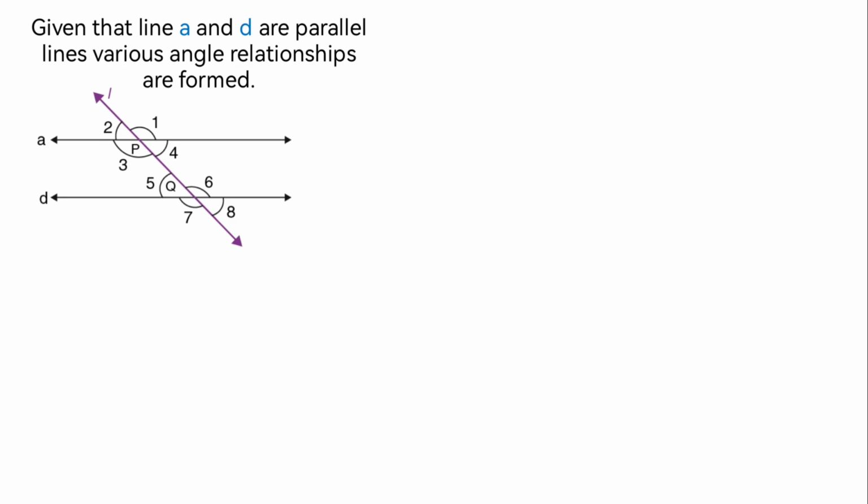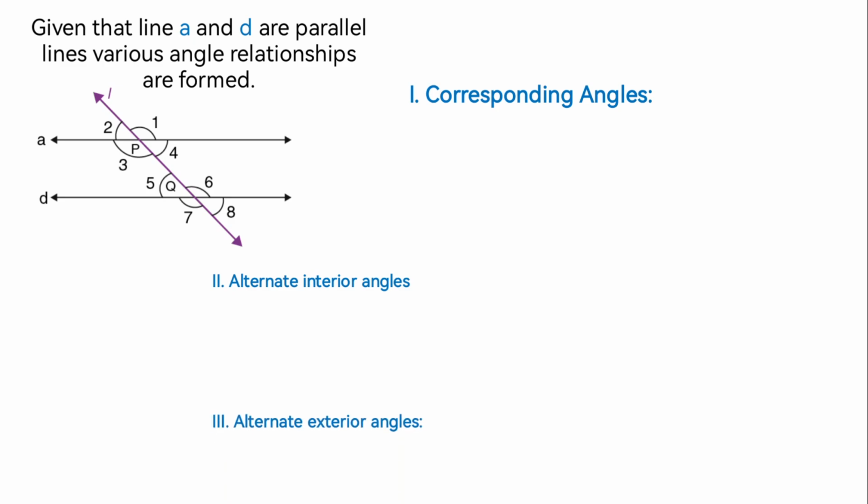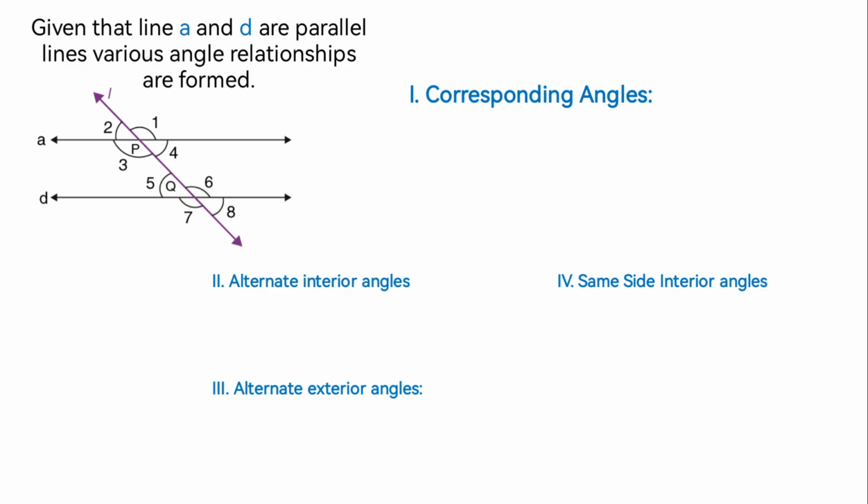Given that line A and B are parallel, various angle relationships are also formed. So again, from there, we are going to see that corresponding angles are being formed. And what are they? Aside from corresponding angles, we also have the alternate interior angles. Then we have the alternate exterior angles, same side interior angles, and vertically opposite angles.